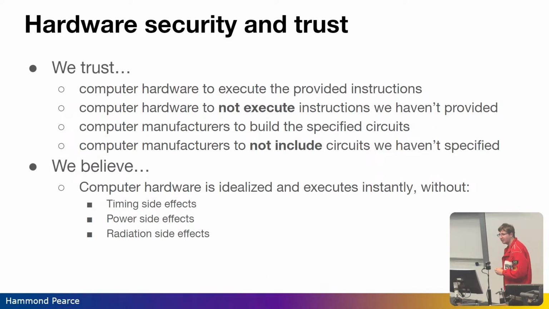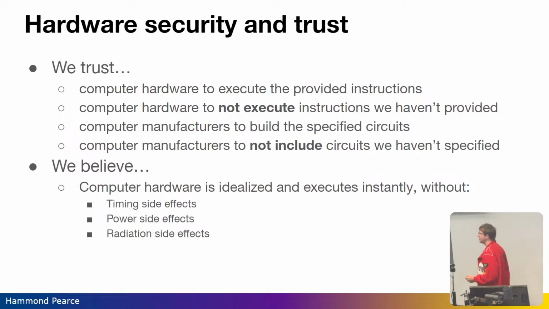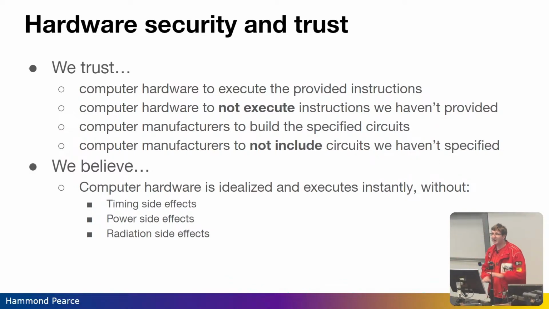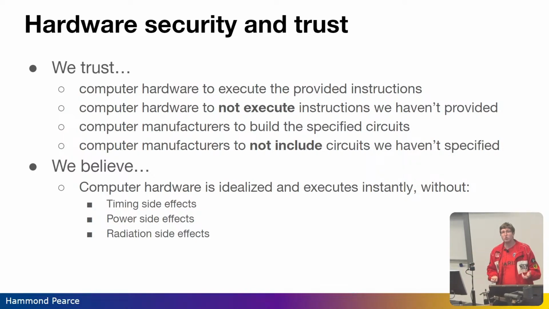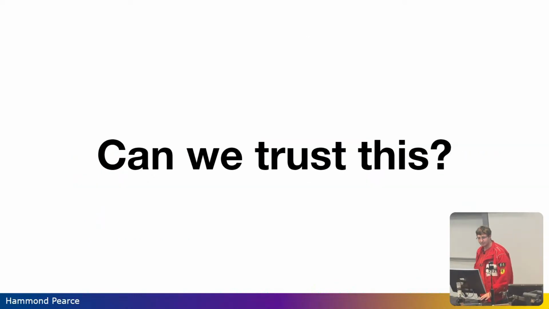When it comes to software, we also often believe in a certain ideal notion of the underlying computer hardware. We like to believe that software executes without timing side effects, without power channel side effects, without other kinds of radiation, such as temperature or electromagnetic signals coming off of it. But none of those are true either. All real circuits have those properties. And so we're going to talk a little bit about that today and what we can do with it.